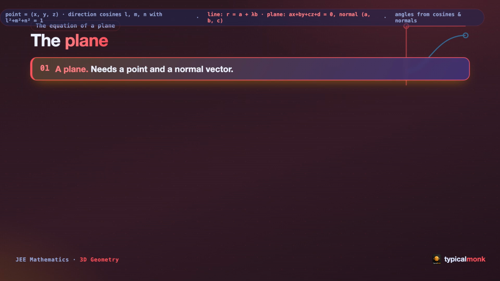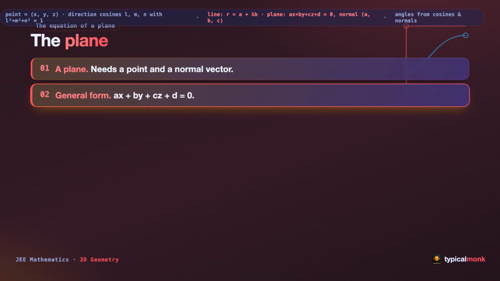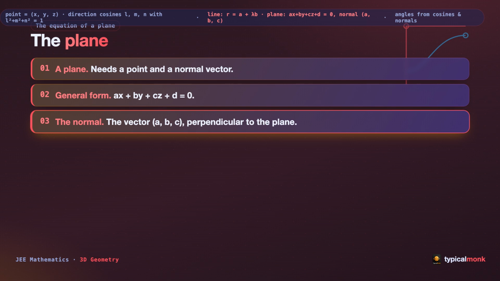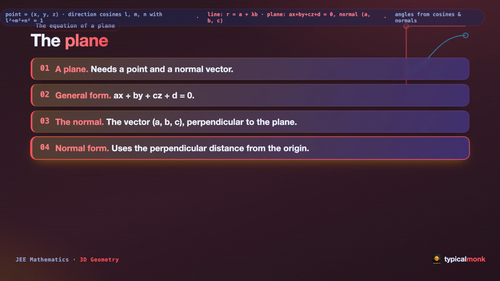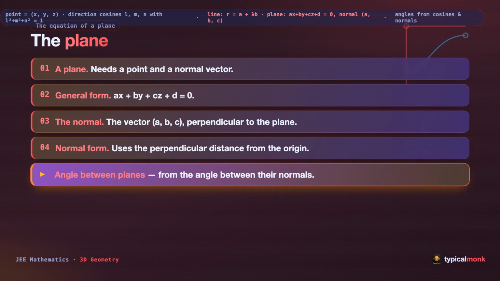Now, the equation of a plane in full. A plane needs a point and a normal vector. General form: ax plus by plus cz plus d equals 0. The normal: the vector a, b, c perpendicular to the plane. Normal form: it uses the perpendicular distance from the origin. The angle between planes from the angle between their normals.